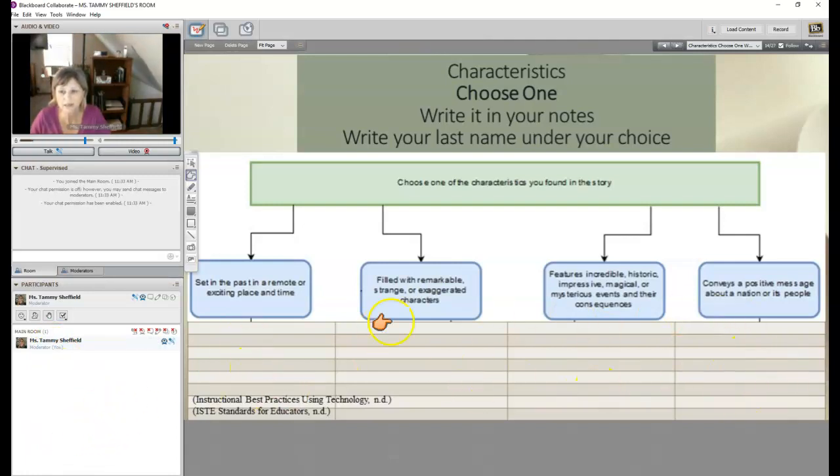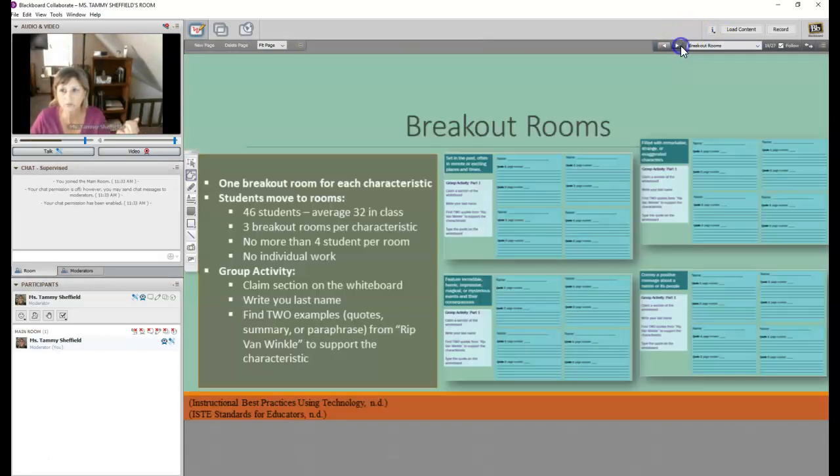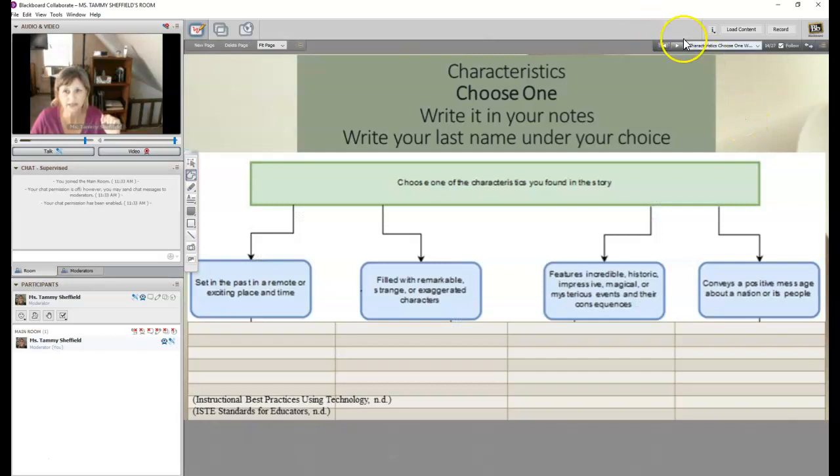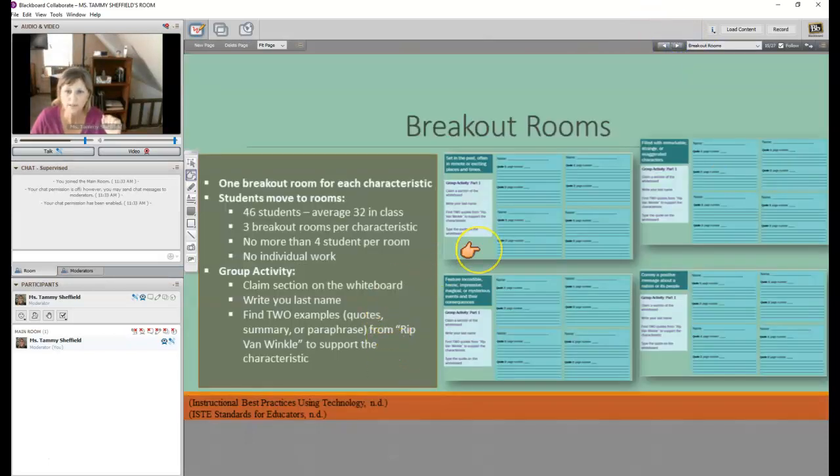Once they've all gotten this completed, I'm going to have them go into what are known as breakout rooms, where they're going to work on a group activity together. Each of the rooms is going to have a slide like these, and each one has the characteristic that the students chose. So they're going to be placed in breakout rooms according to the characteristic they chose in this activity here. Once in that room, they're going to work with the students in that room to find an example of this characteristic in their textbook.